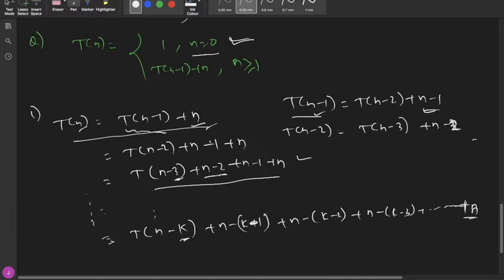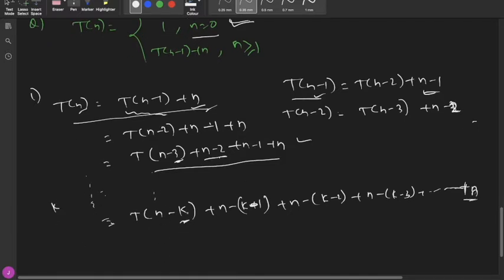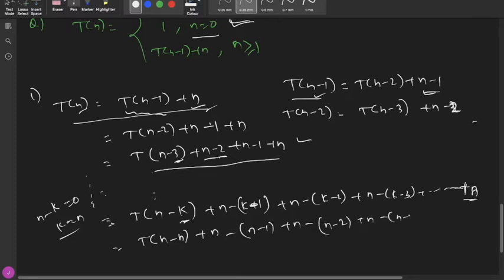So to stop it, the k value should be such that T of n minus k is T of 0, right? If n minus k should be 0, then k value should be n. So I am replacing here n minus n, plus here I will be getting n minus 1 plus, in place of k only I am writing n here because that is the base condition. n minus 2, n minus 3. So this thing will be going on till plus n.